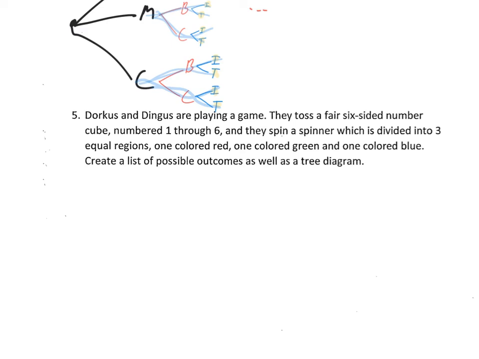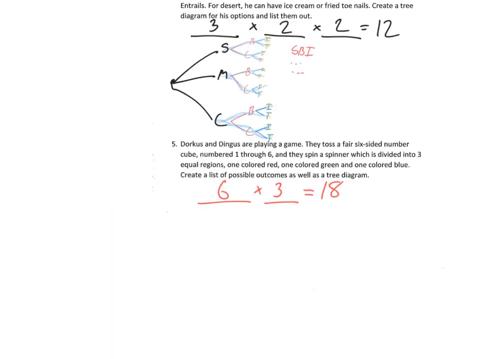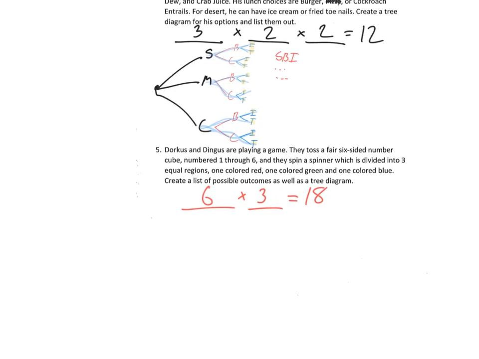So again, let's talk about our total number of options. First, we're going to roll the die. Well, on that die, we have 6 options. Then we are going to spin a spinner, which gives us 3 options. So I multiply these to see how large of a diagram we're going to be talking about. There's going to be a total of 18 options when I get finished.